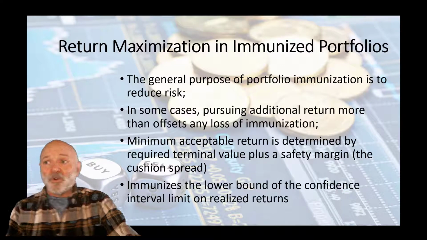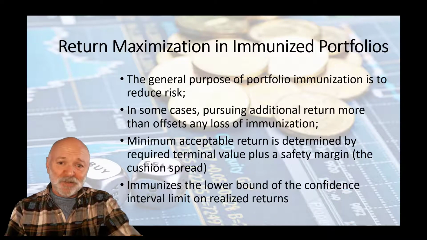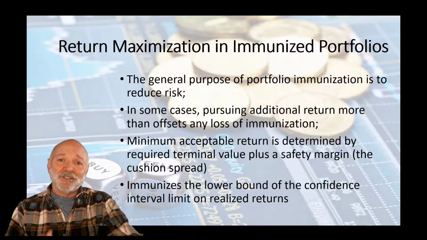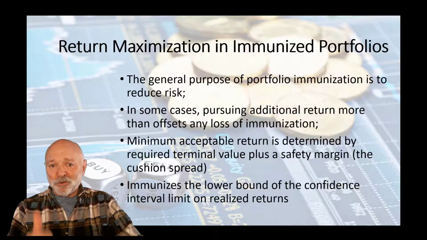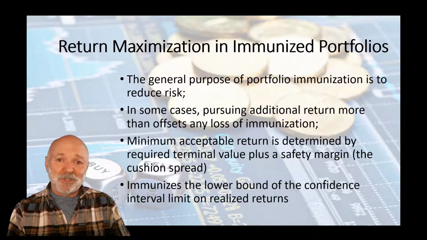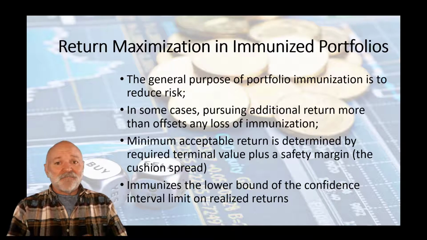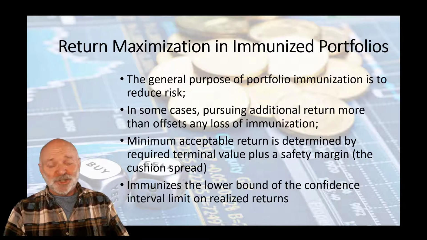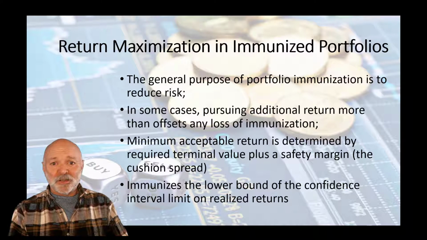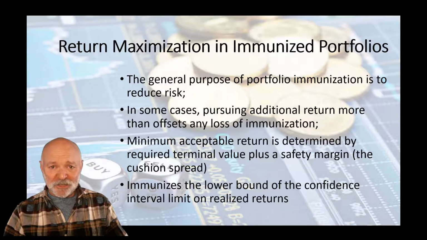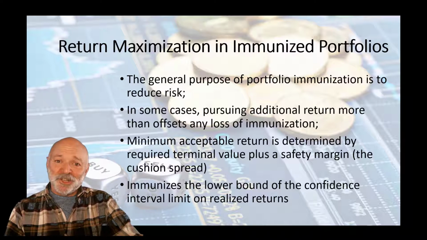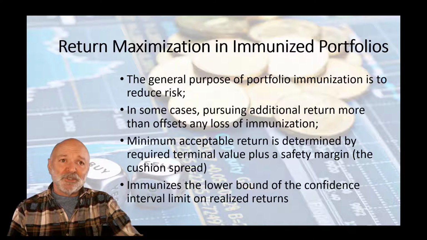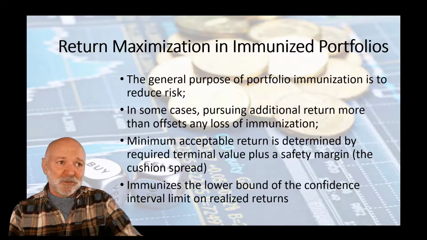Of course, our principal interest is to maximize our return. And within an immunized portfolio, we're limiting risk, but we're also limiting the upside. We're limiting the return. Our principal goal in buying insurance is to make sure that we don't have a catastrophic loss, but the more insurance that you buy, the less money that you're going to make. Pursuing additional return is often going to come at a cost of having less security, less immunization.